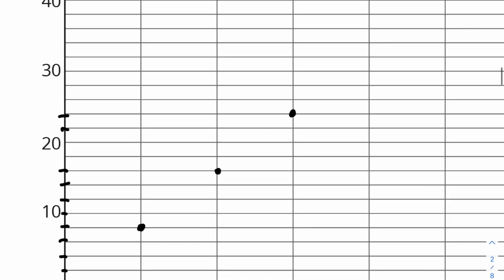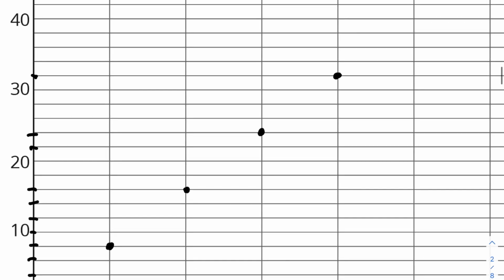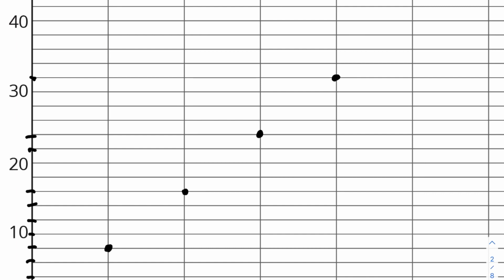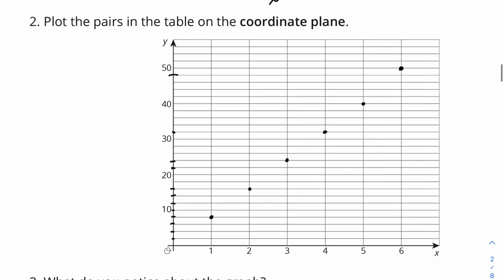And then 4 times 8 is 32, so 1 up here. That would be 4, 32. 5 would be right on 40, so at 5 it's 5, 40. So as we can see, we've made another discrete graph here. We have a series of points going upward. It says, what do you notice about the graph?